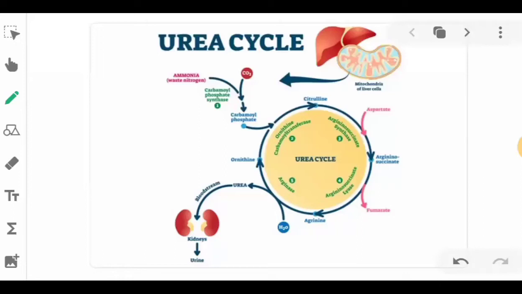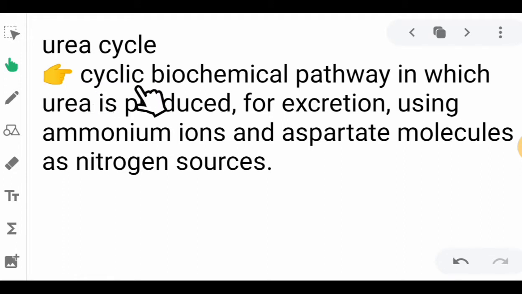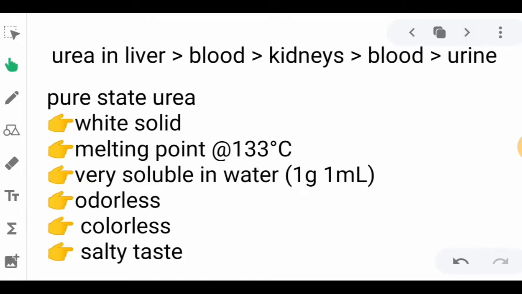Hello everyone, this lecture video is all about the urea cycle. The urea cycle is a cyclic biochemical pathway in which urea is produced for excretion using ammonium ions and aspartate molecules as nitrogen sources. And then, the urea produced in the liver is transported in the blood to the kidneys and eliminated from the body in the form of urine.